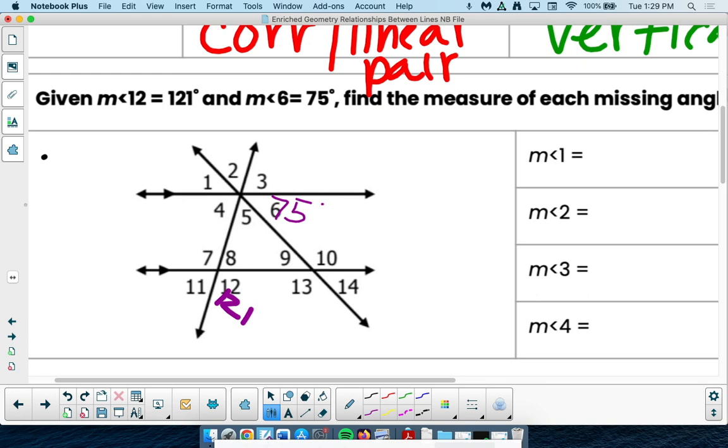And I think it's easier if you kind of like just take your picture in parts. Like we can now find all 3 of these, right? What other angle is 121? 7. They're vertical, so I'm gonna write that right there. 14. Can we find 8 pretty easily? Yeah. What do those have to add to? 180. 180, so what do we get? 59. And then 11 would also have to be 59. So that was pretty easy. So we already got 4 of them.